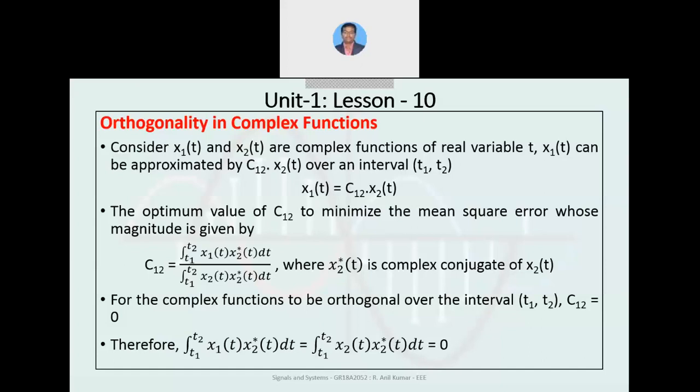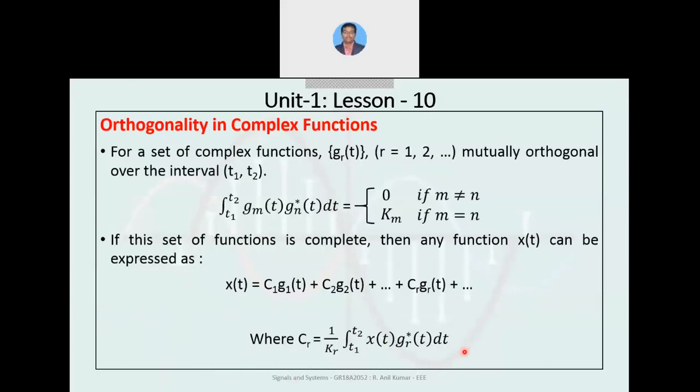For the complex functions to be orthogonal over the interval t1 to t2, the value of c12 must be 0 to satisfy orthogonality. So if I set c12 equal to 0, the above expression can be represented as this term equals this term. I have rewritten that and equated it to 0.